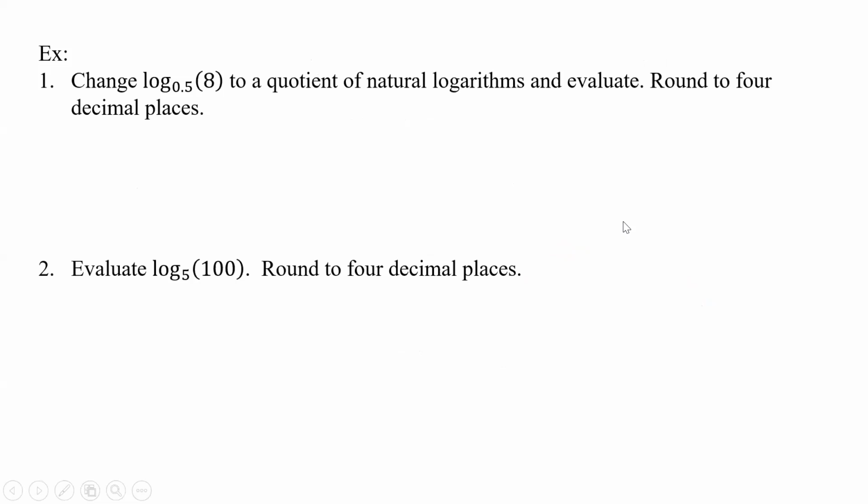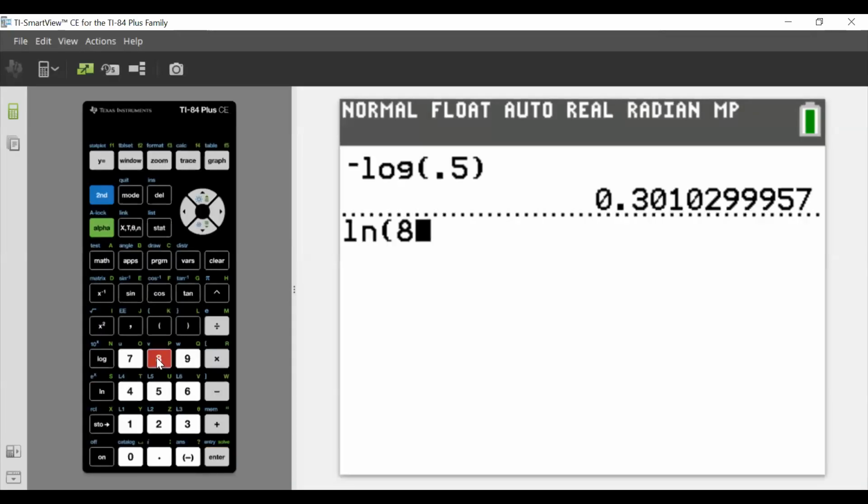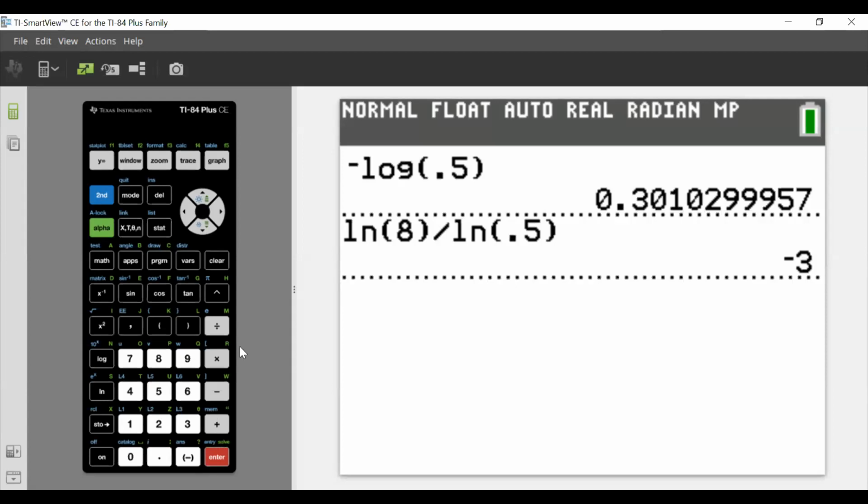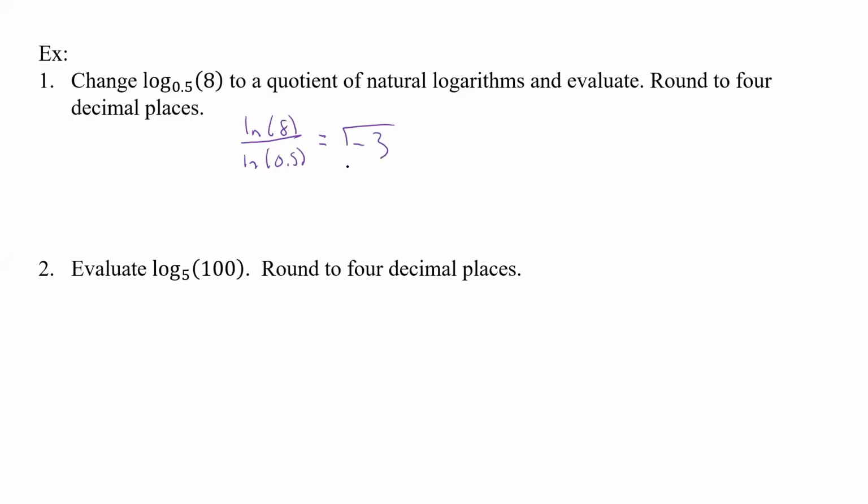All right, so this one says change log base 0.5 of 8 to a quotient of natural logarithms and evaluate. Okay, so then round to 4 decimal places. Well, if we remember, what we do is we convert this into ln of 8 divided by ln of 0.5. Okay, so when we do that, let's go back over to our calculator. So we had ln of 8 divided by ln of 0.5, and that gives us -3. So we don't really have to do any rounding, and that one is just -3. Okay, and so that would be our answer.